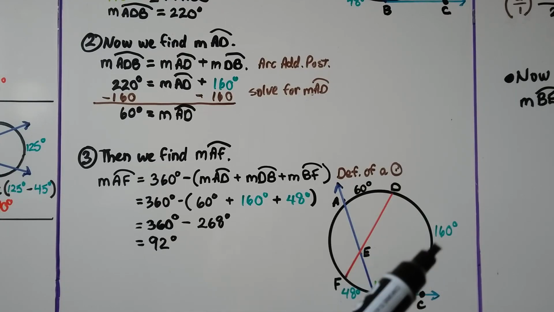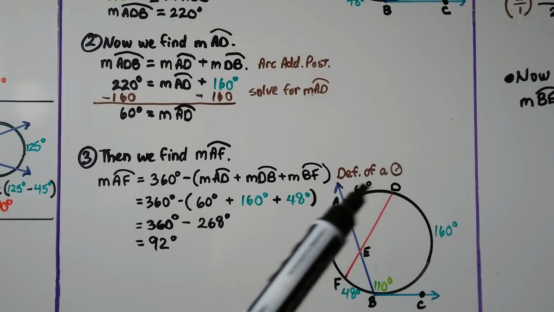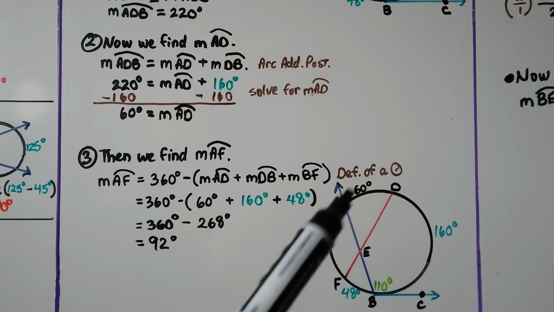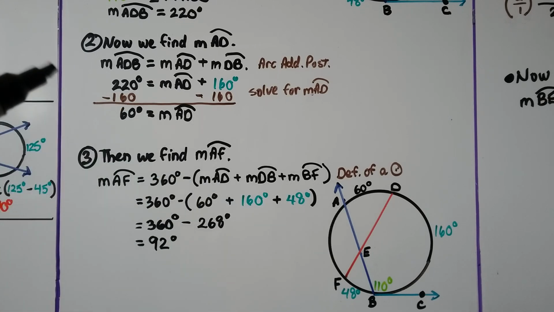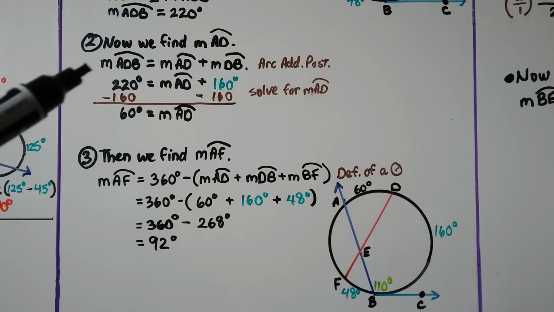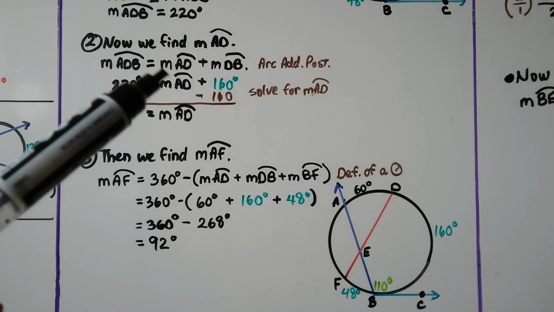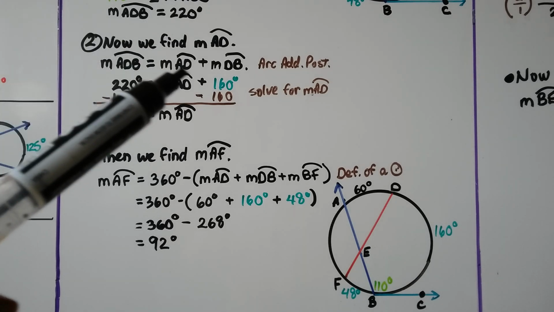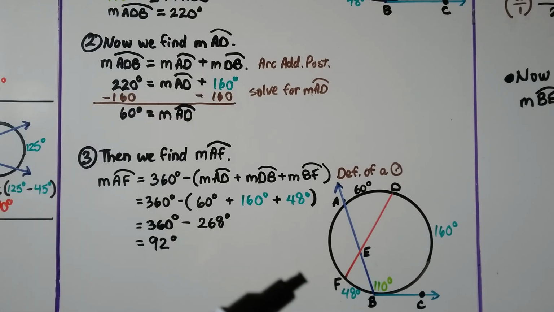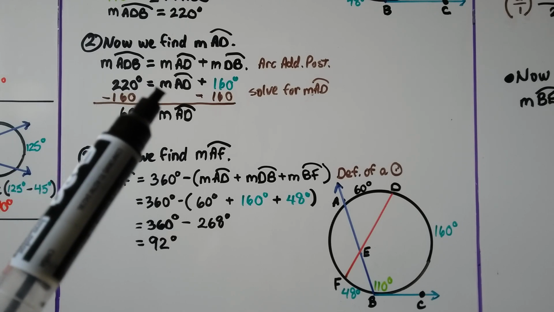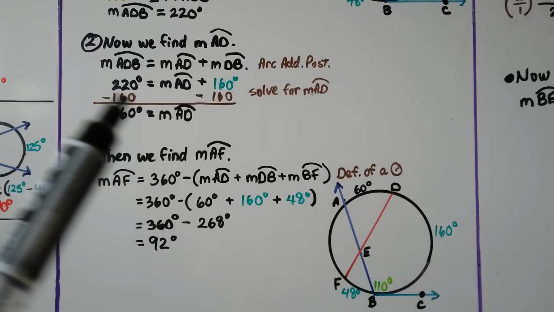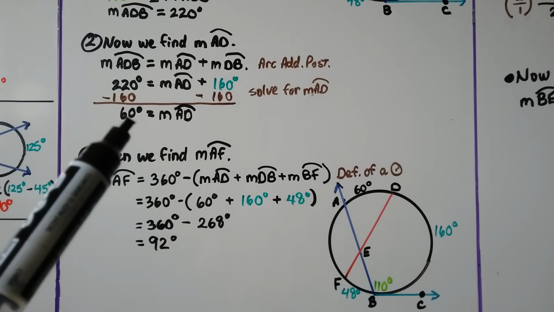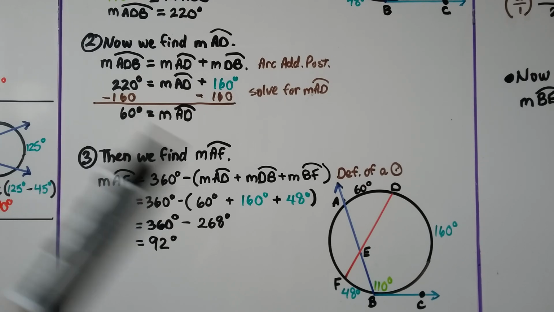So it gave us that this was 160, this was 48. We're going to find this measure right here, AD. I'm showing 60, but that's because we did this work. To find the measure of arc AD, we do ADB, that 220, which is going to equal the measure of arc AD plus the measure of DB, this 160. So we have 220 equals a measure of arc AD plus 160. We solve for the measure of arc AD and get that it is equal to 60 degrees.